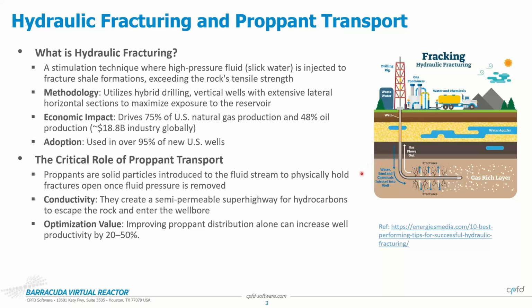Now, the economic impact of this is significant. It is estimated that anywhere between 75% of natural gas wells in the US and about 48% of production wells in the US right now are done using hydraulic fracturing.